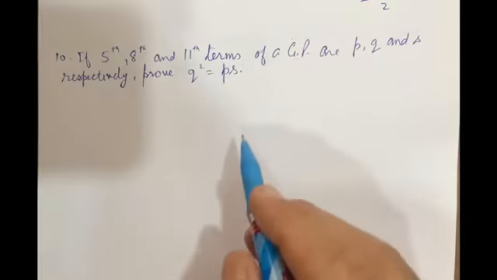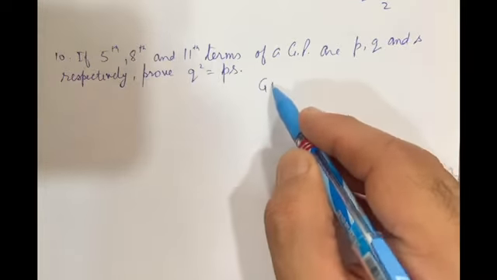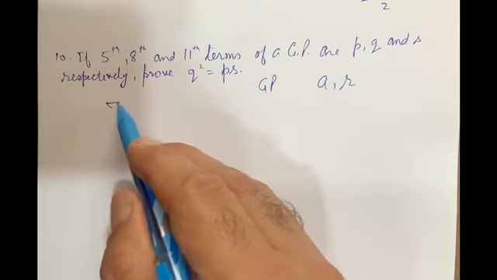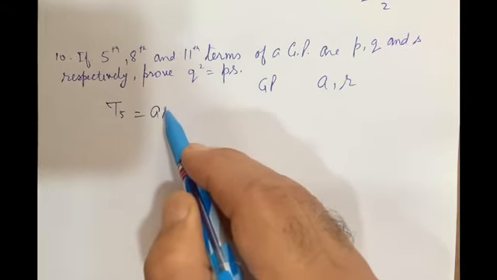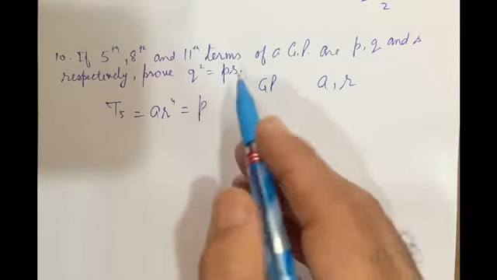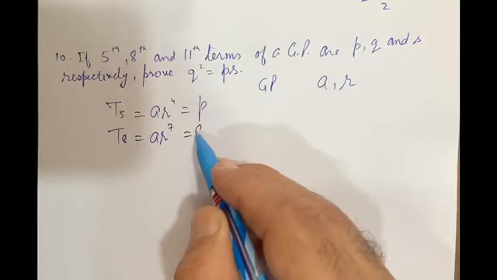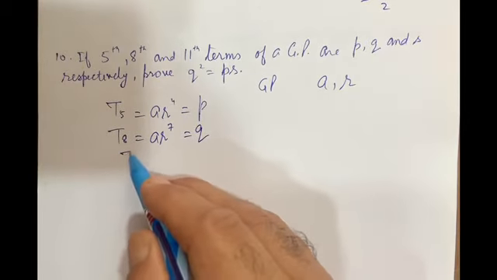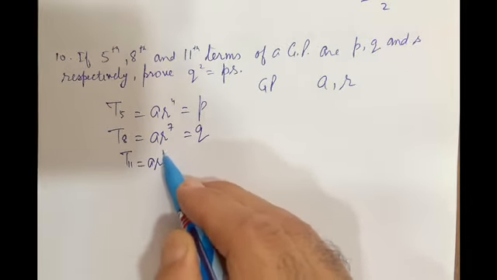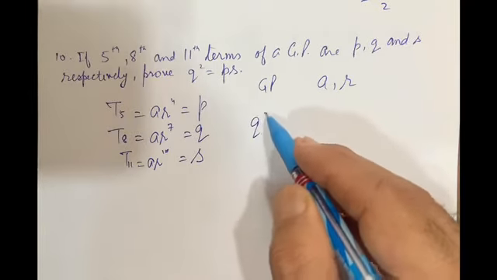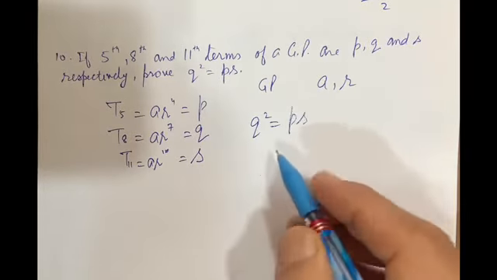Next one. Let us say a GP has first term a and common ratio r. Now the fifth term, a into r raised to 4, is p. The eighth term, a into r raised to 7, is q, and the 11th term, a into r raised to 10, is equal to s. We have to prove q square equals p into s.